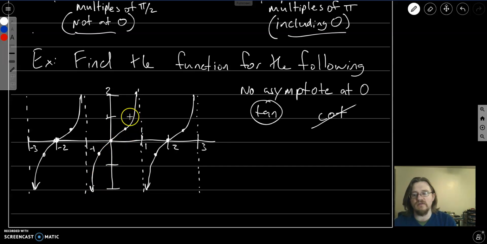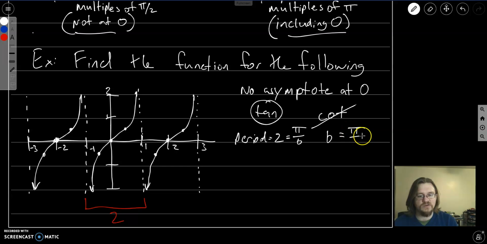We can look at the period of our function as well. So how long is one period going to be? Well, this right here is the length of one period, and that is 2. So our period is equal to 2, and the period of a tangent function is pi divided by b. So solving for b here gives b equal to pi halves. So we know what b is.